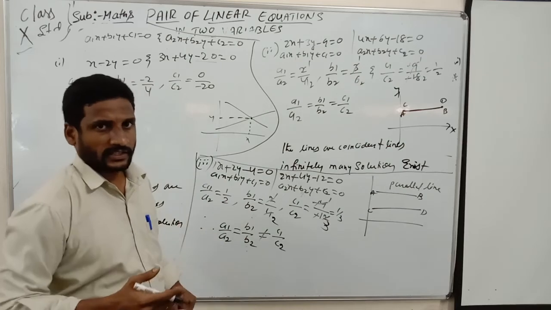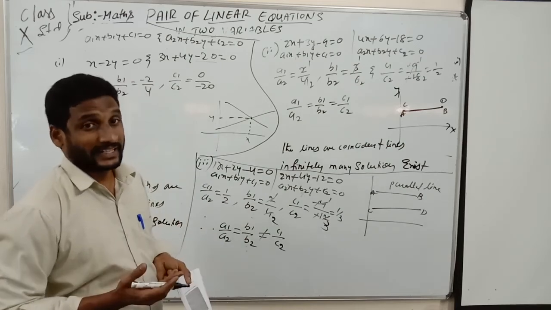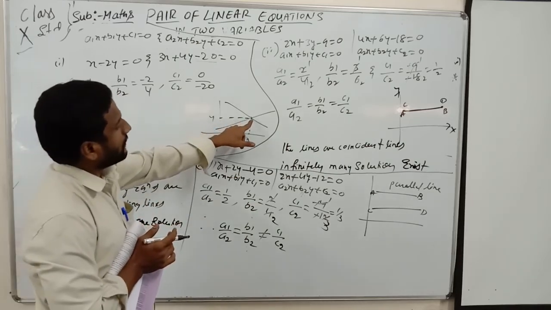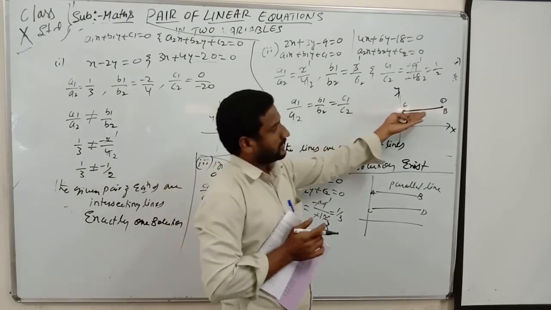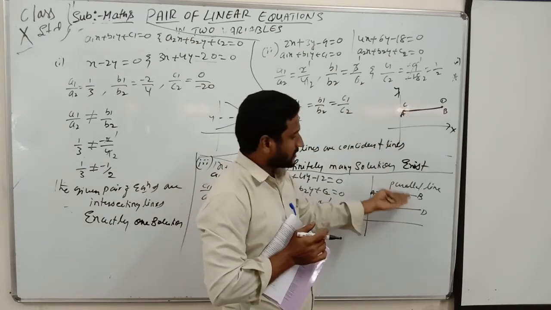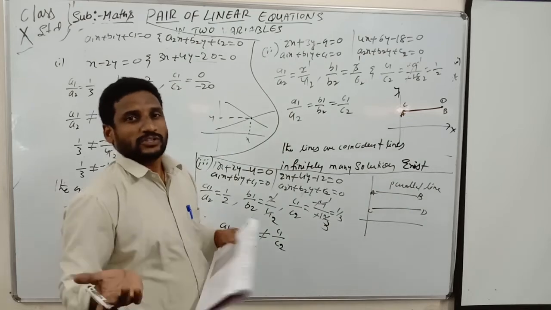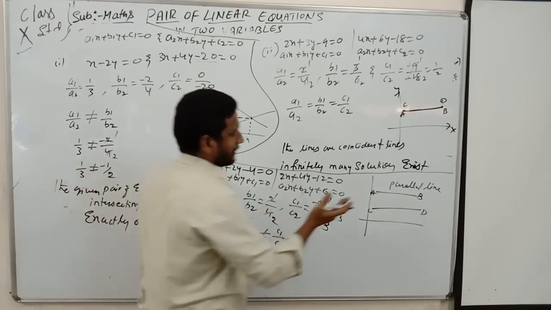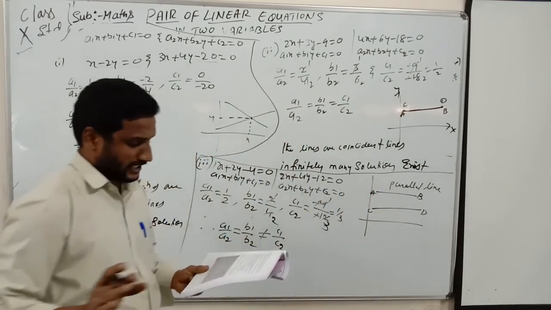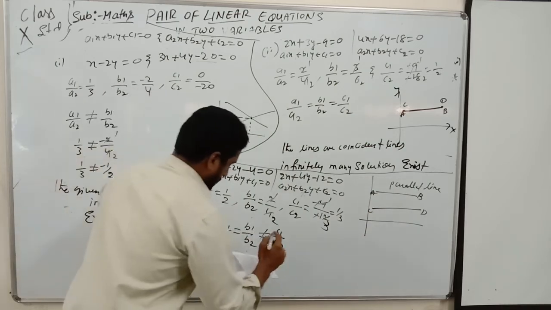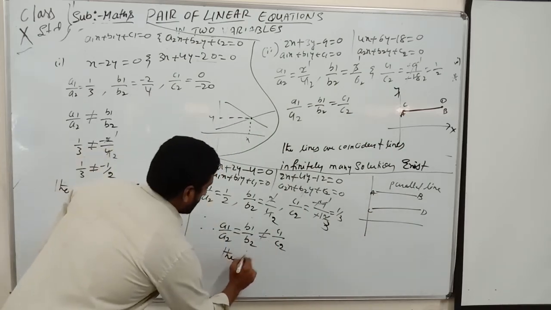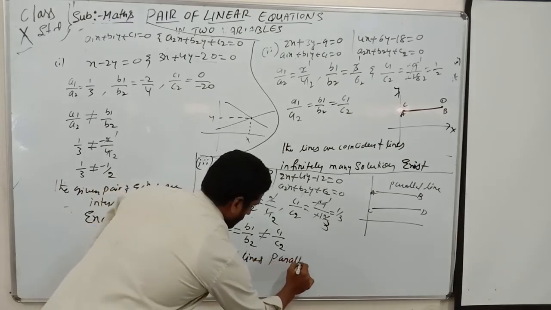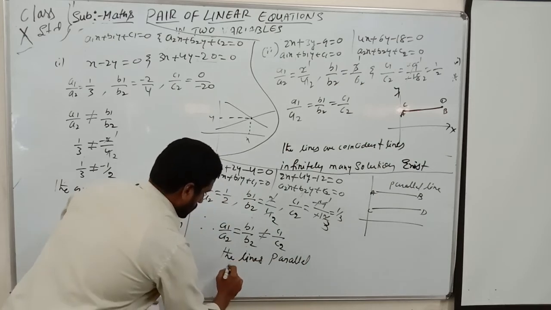There is no intersection. When there is no intersection, no solution exists. Only if they intersect, at exactly one point, there is one solution. If one comes on top of the other, many solutions, infinitely many solutions. If they do not intersect at all, there is no solution. When the lines are parallel, there is no solution. Okay? So now the lines are parallel, and no solution.